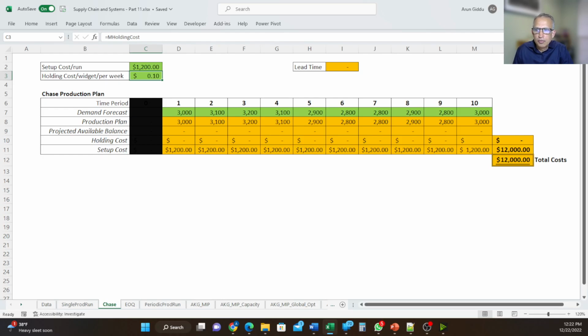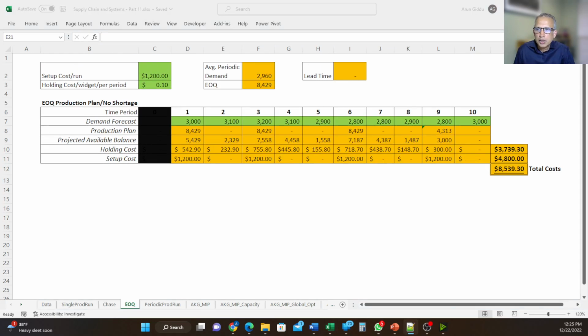Here, we now have what is called the chase strategy. We make what is needed when needed. This is also called made to order. Here, we have no holding cost, but setup cost for every period. And with the setup and the holding cost numbers that we have here, it's better than the previous single production run strategy, whose cost was 14,000 plus. Now let us see what the EOQ strategy looks like in the next tab.